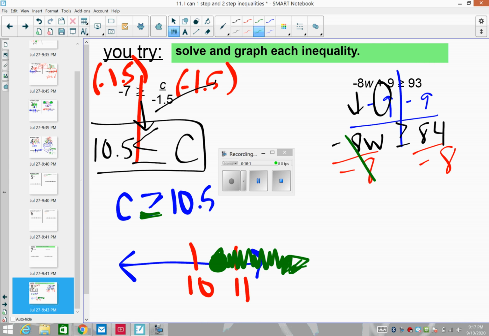Division here. Uh-oh, divided by a negative on both sides, so I have to flip the sign. And when I do that, what am I going to end up with? Like 10.5, I believe. Yep, negative 10.5.